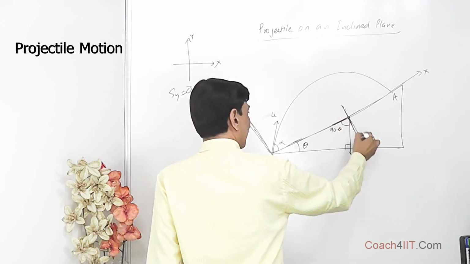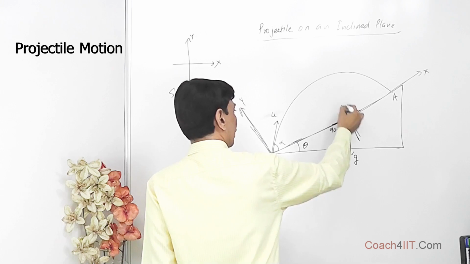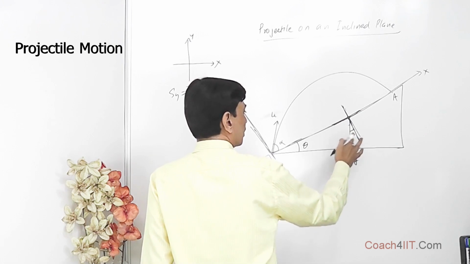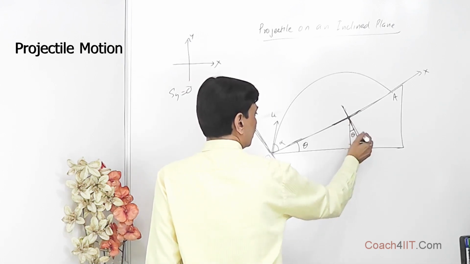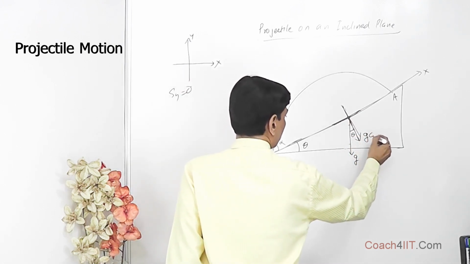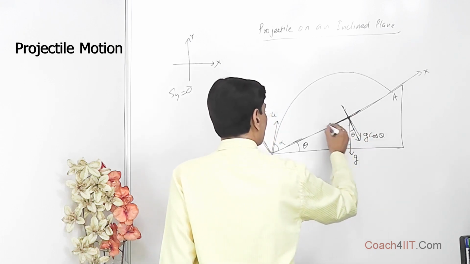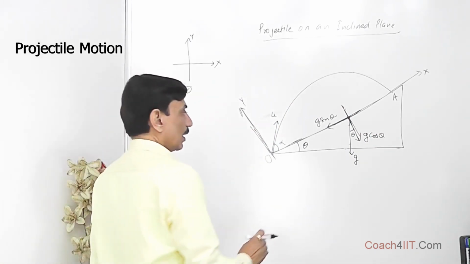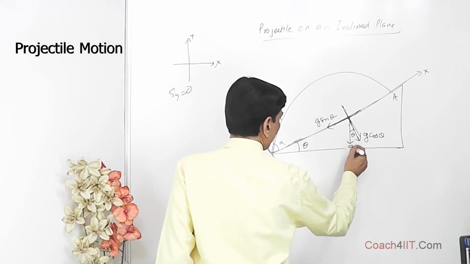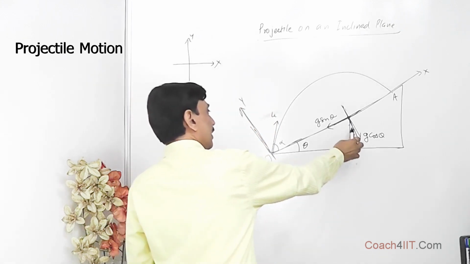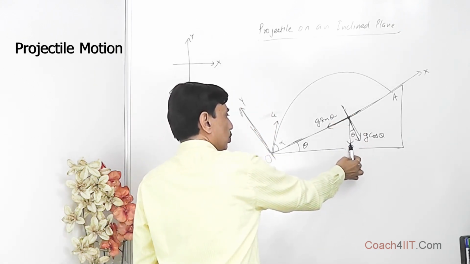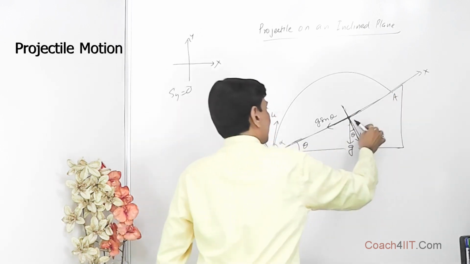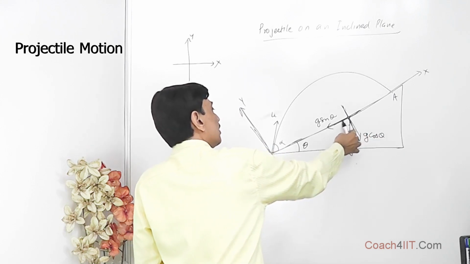But this and this, they are perpendicular to each other. This is the x-axis, the y-axis is perpendicular to this. So this angle is going to be theta. When this angle is theta, it means the component of g in this direction is going to be g cos theta, and the component of g in this direction is going to be g sin theta. It means if g is vertically downward, then along the y-axis the acceleration due to gravity component is g cos theta, and along this x-axis the acceleration component is g sin theta in this direction.